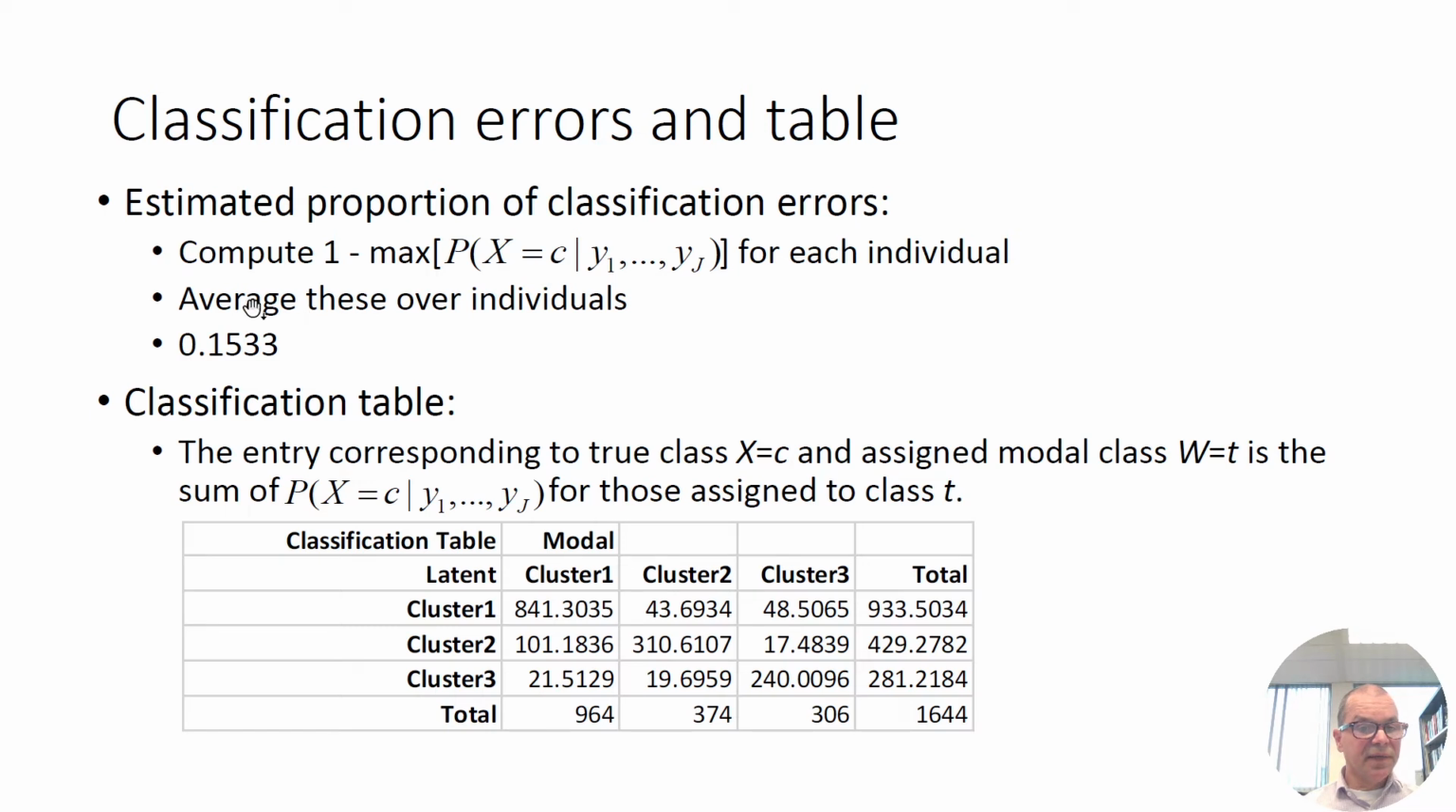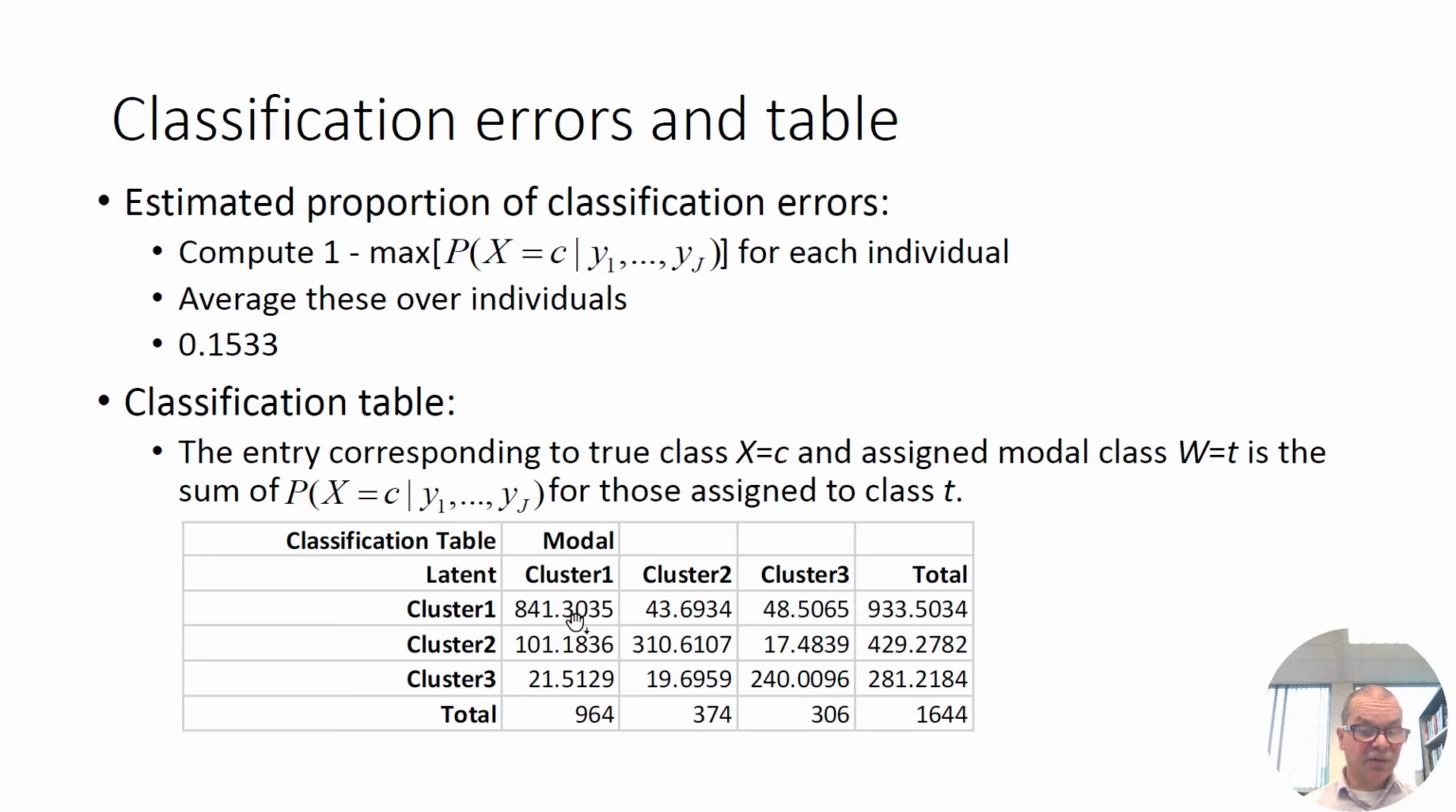In addition, we can compute a classification table which looks like this. In the LatentGOLD output you get this table. It's a classification of, on the one hand, the true class membership and the model assignment. So you can see that 964 people would be assigned to cluster number 1, and it's estimated that out of those persons, 841 really belong to cluster number 1. So these are the classification errors that you make.